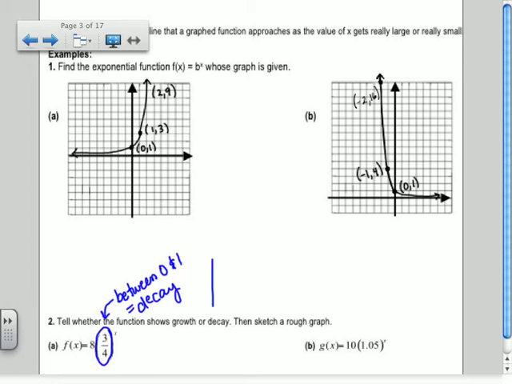Okay, so if we sketch a t-table, let's just plug in 0 and let's plug in 1. So if I plug in 0 into my function, I have 8 times 3/4 to the 0. So 3/4 to the 0 is 1, so I just get 8. And if I plug in 1, I have 8 times 3/4 to the first power, which is just 3/4. So the 8 and the 4 are going to reduce to 2, so you get 6, right? So your rough graph should look like 0, 8, and then 1, 6. So it's just going down like that.